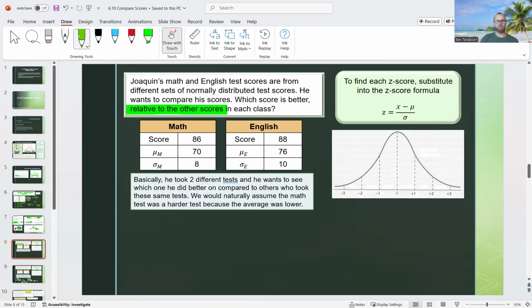is compare the z-scores. So let's solve for math first. Z-score is raw score, we see that at the top right here, minus the mean, over the standard deviation. We get 4/8, which is 1/2. Z-scores we prefer as decimals. Okay, slightly above average. And now English.